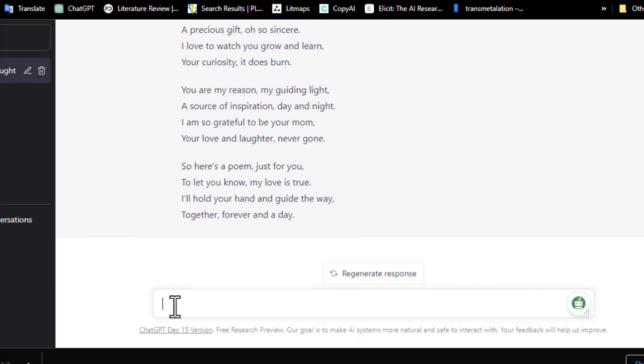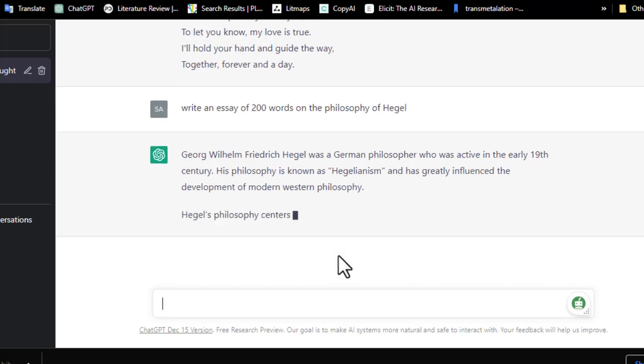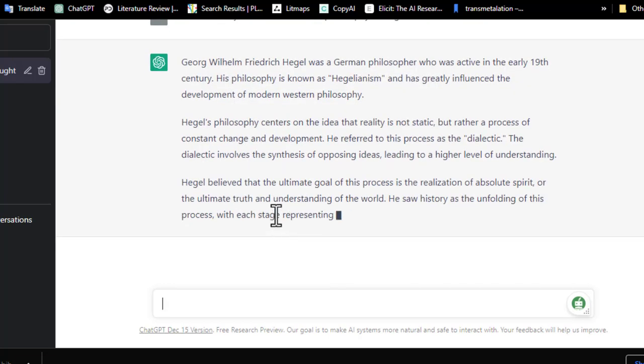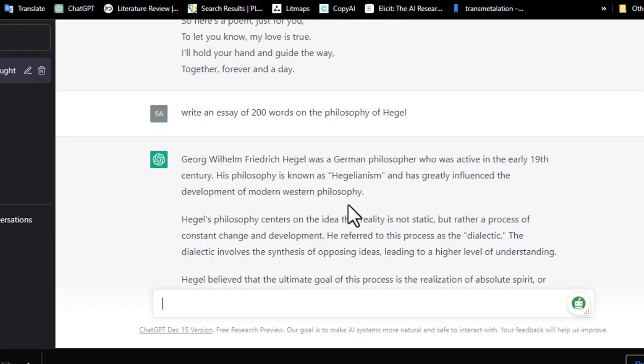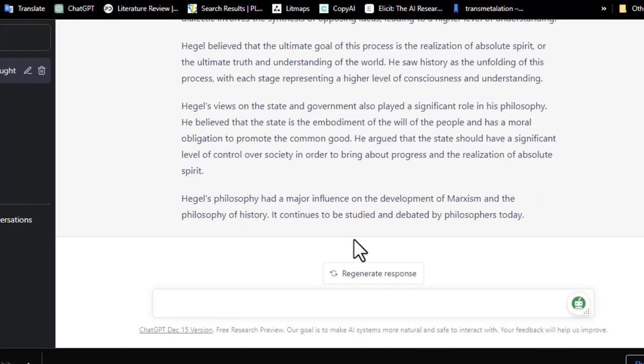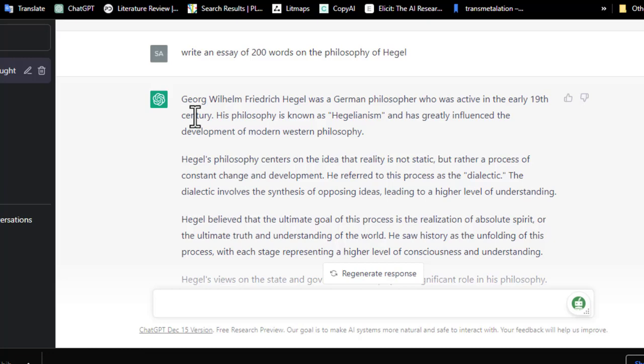Now, I'm asking it to write an essay of 200 words on Hegel philosophy. Write an essay on Hegel philosophy. And let's enter. And here we go. You can see it's writing an essay of 200 words on the philosophy of Hegel. And it's still going on. You can see these are 200 words. And you can read a few sentences to know how accurately it has done that.